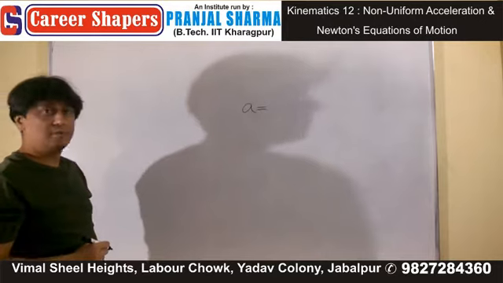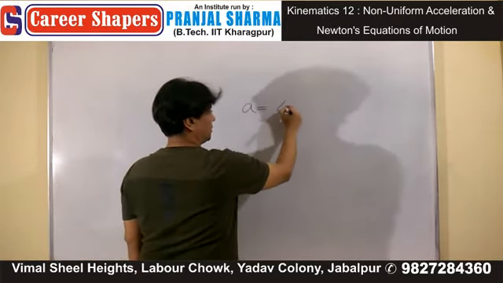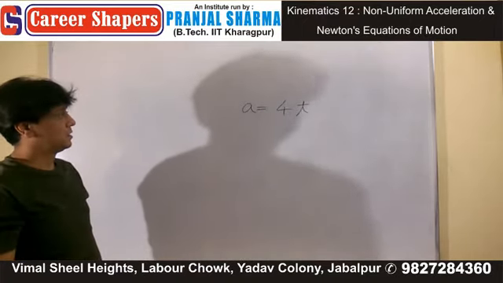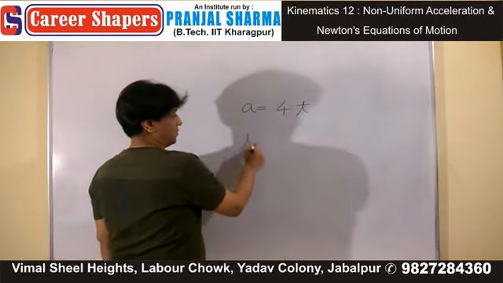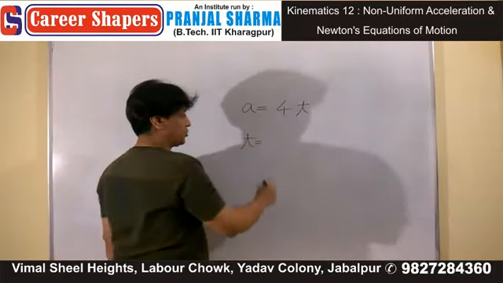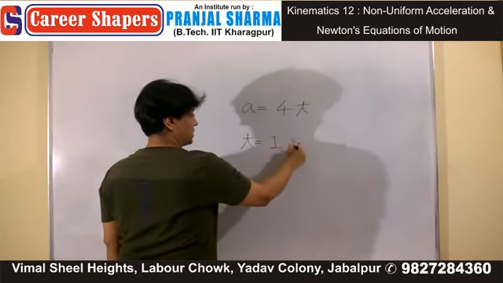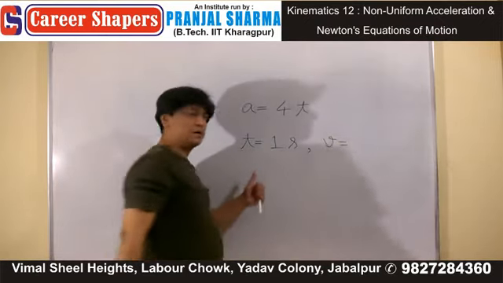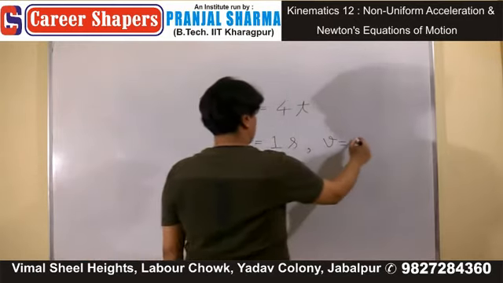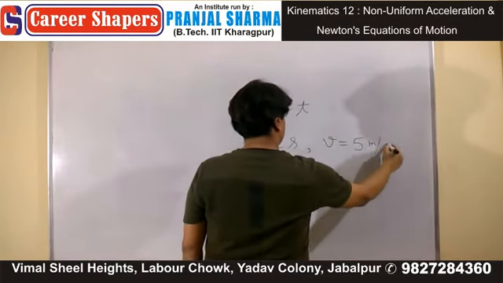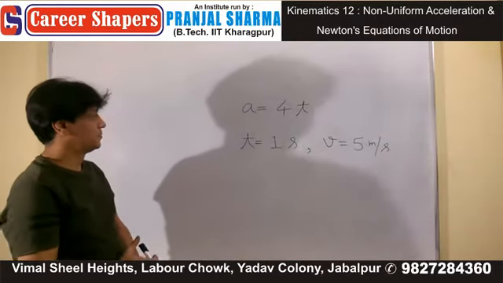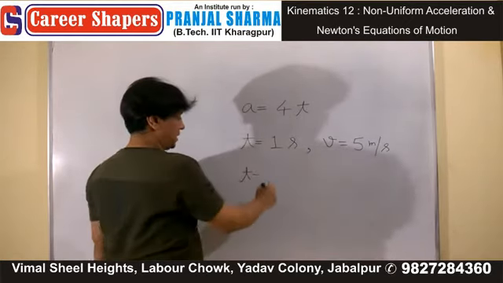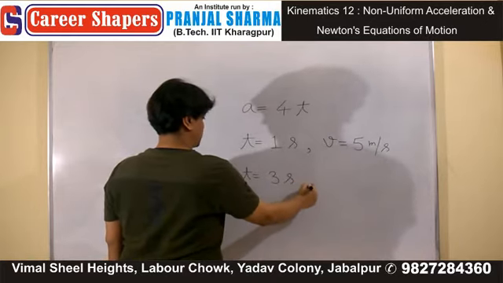Acceleration of an object is given by 4t. It is found that its velocity when t is 1 second is 5 meters per second. And our aim is to find the velocity when time is 3 seconds.